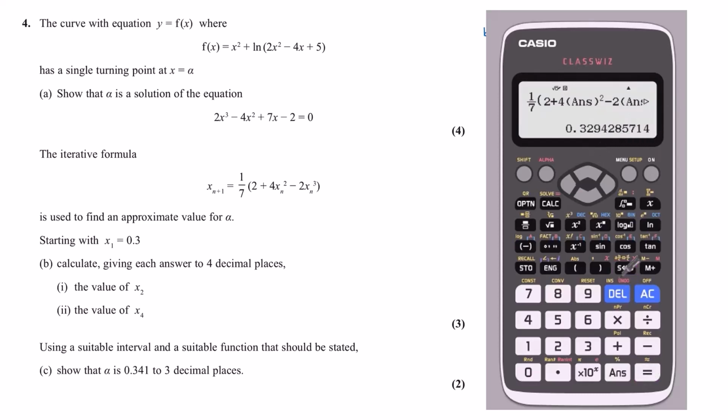I could push SD here to see that I've got 0.3294, 2a and so on. Now if I push equals again, that gives me my x3. If I push equals again, this is my x4, which I can see to 4 decimal places is going to be 0.3398. And of course I could find more, should I wish.